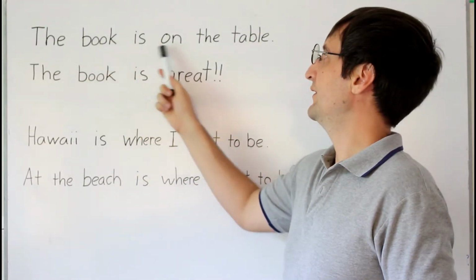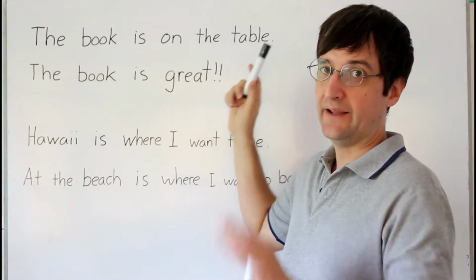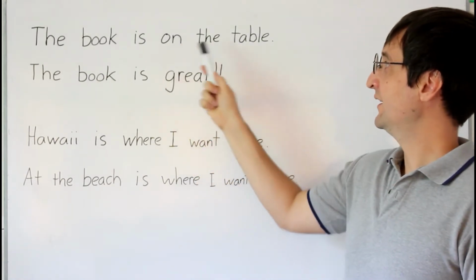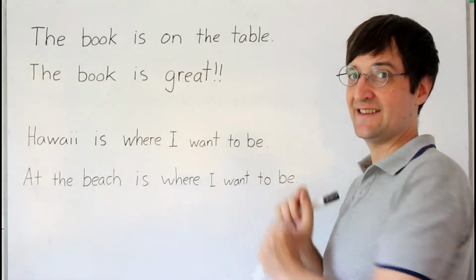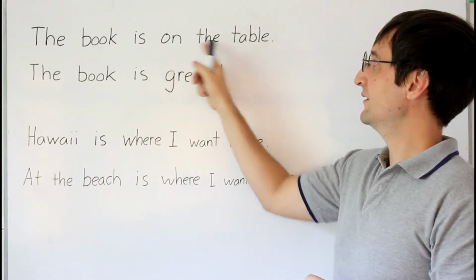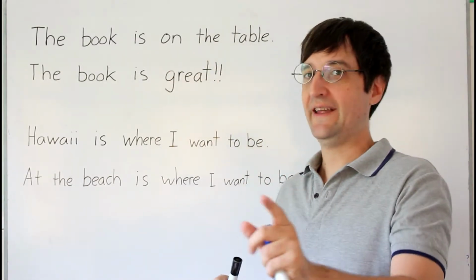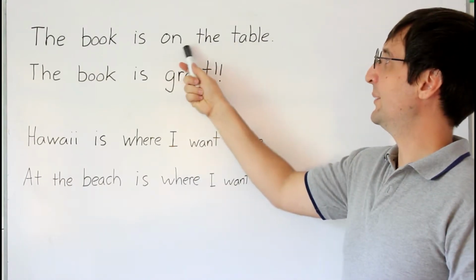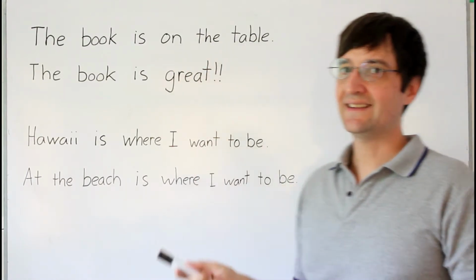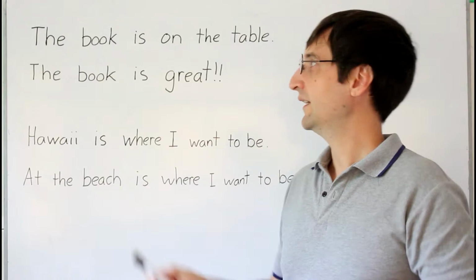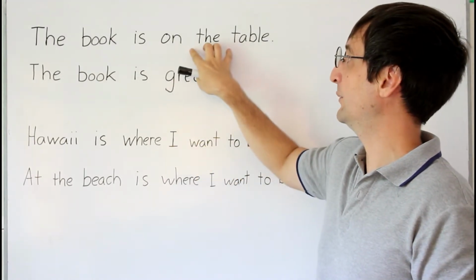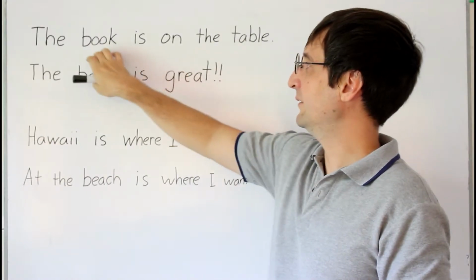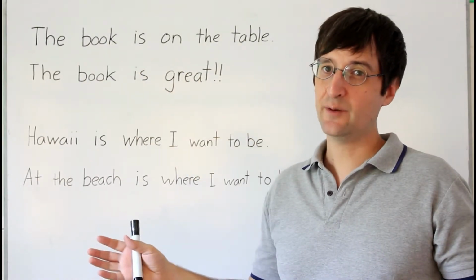The book is on the table. We see on is a preposition. The table is the noun that the preposition is sticking into the sentence. And together they are a prepositional phrase. Now this prepositional phrase is acting as a complement. It's followed by a linking verb, the verb to be. It's acting as a complement, and it's talking about the subject. That's what linking verbs do.